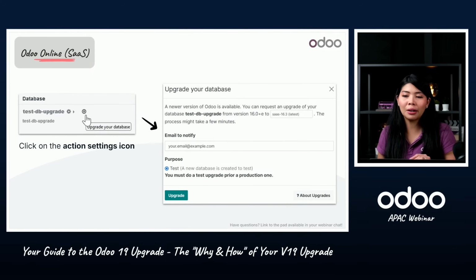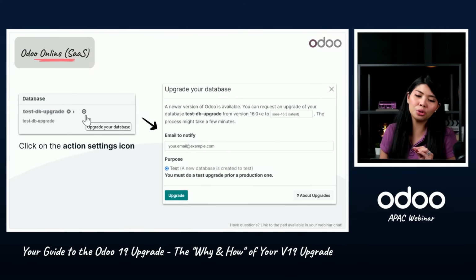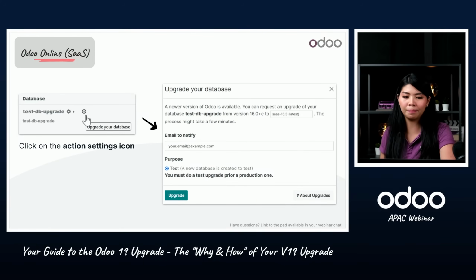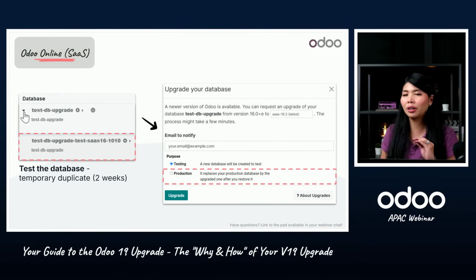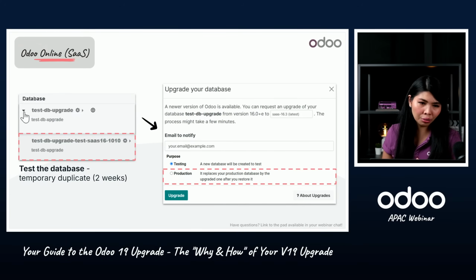Now, note how it says at the bottom, you must do a test upgrade prior to a production one. It means that it's not going to let you go ahead with a production upgrade immediately. So there is that one more layer of security just to make sure that you test first before we fully upgrade. Once you've already created that one, when you go back, you should see that there are two databases.